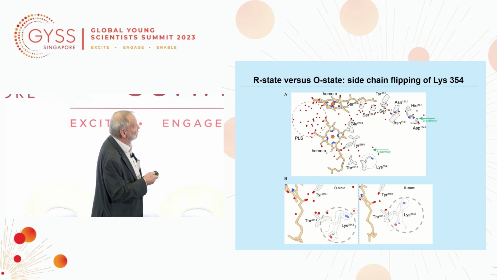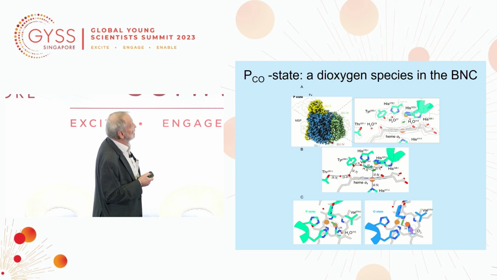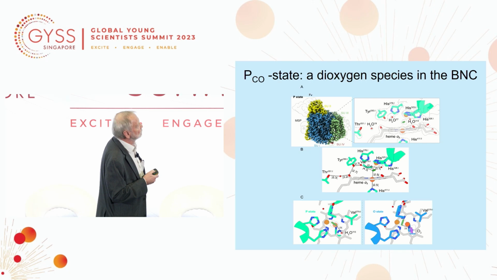Then we went for the P state, and the P state structure was a big surprise because we did not see here the expected oxoferryl position. Instead, we see oxygen-like density between the heme a3 iron and the copper B. So this is the model here, and these are different maps. We have most likely a dioxygen compound between the copper B and the iron, and that was probably the biggest surprise because we expected an oxoferryl there.